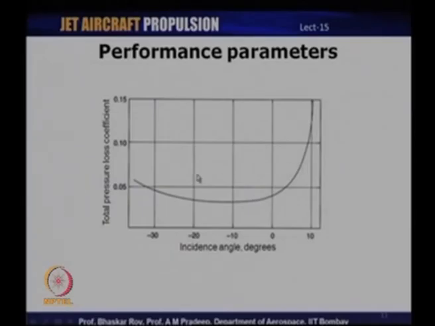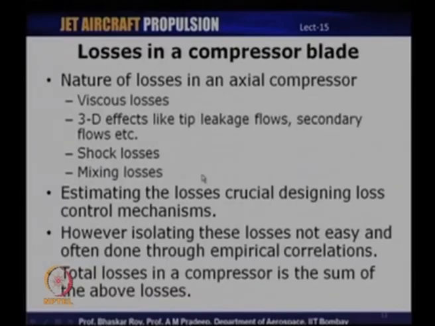So, total pressure loss from the cascade testing is one of the parameters, one of the pieces of information that we can get from testing of these blades in a cascade. Now, let us look at what the different forms of losses in a compressor blade are.